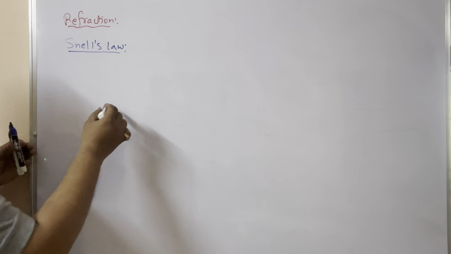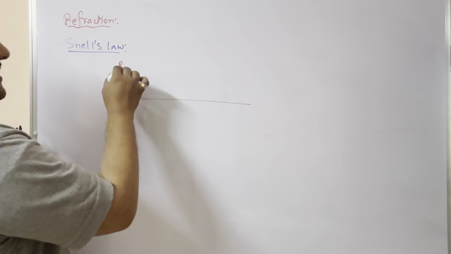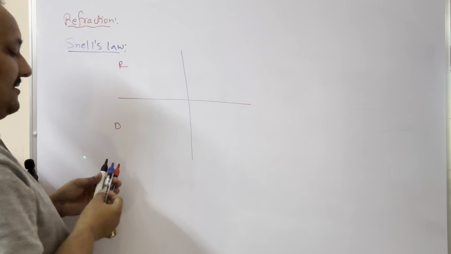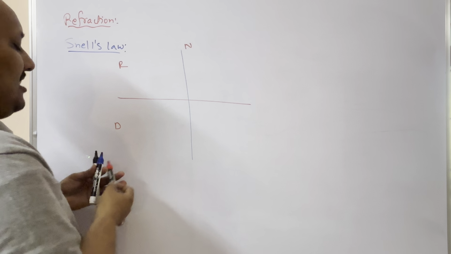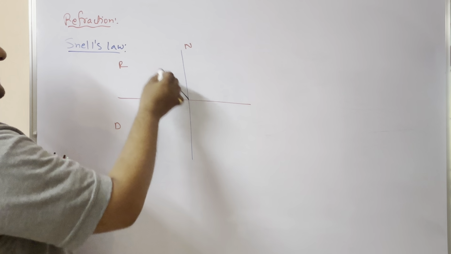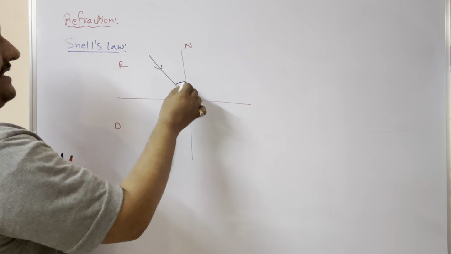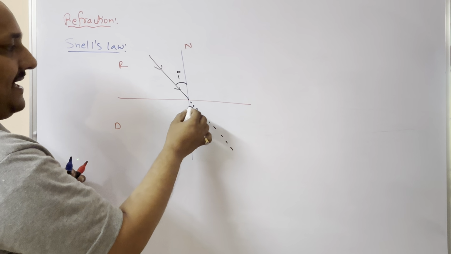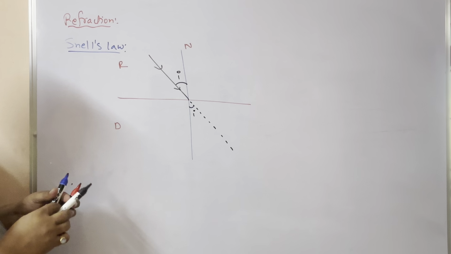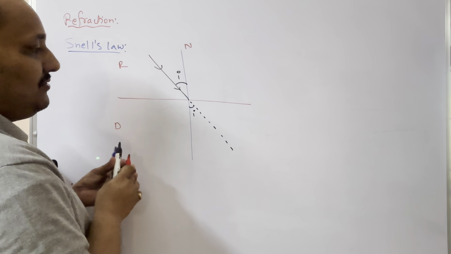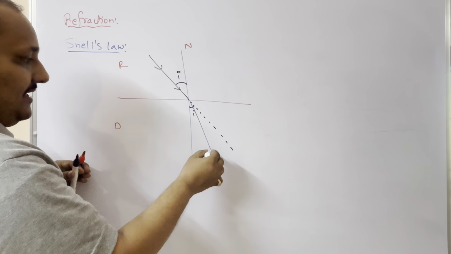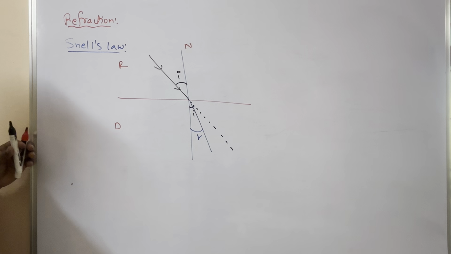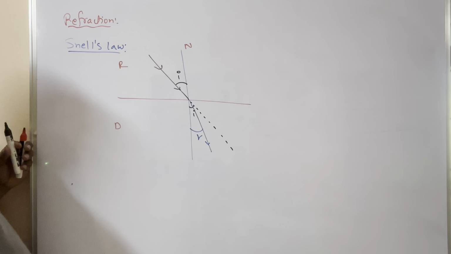So when light travels from one medium to another medium, that is denser, it is going to change its path. This is going to be the normal. So whenever light is incident with angle of incidence i, it is going to bend. It changes its path. It bends towards the normal because the velocity of light is going to be changed, isn't it?